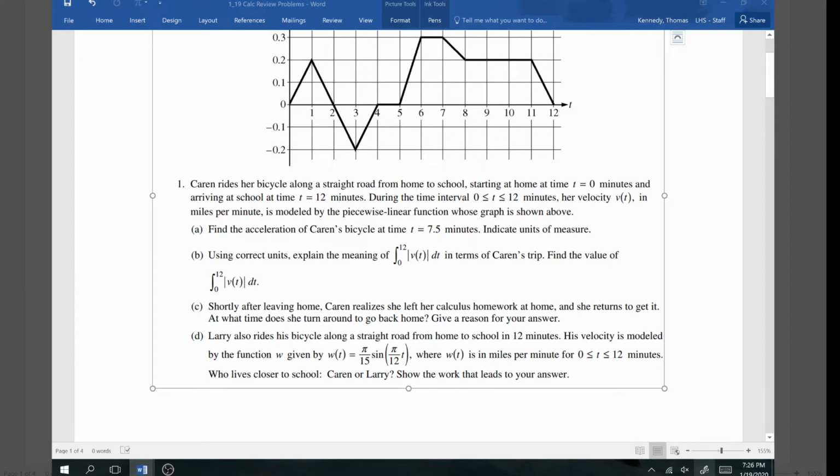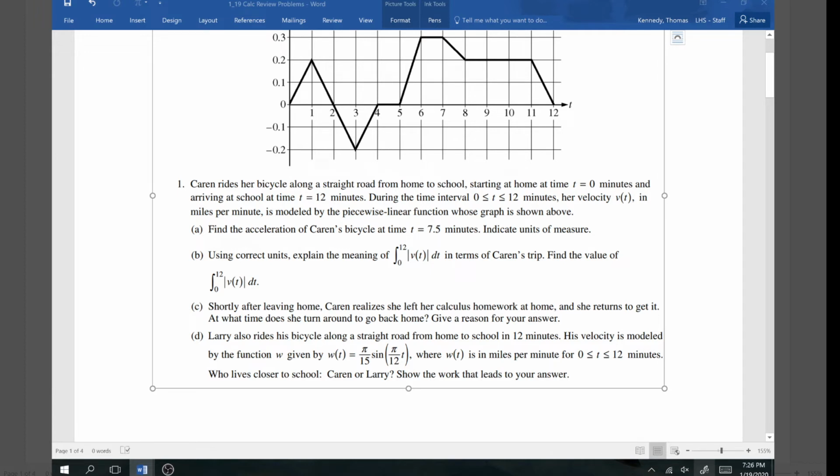Yeah, what is this bicycle speed? 0.2? Feels really bad there. Okay, I guess it is miles per minute, so maybe that is pretty quick. Okay, so first thing is find the acceleration of the car at time equals 7.5.